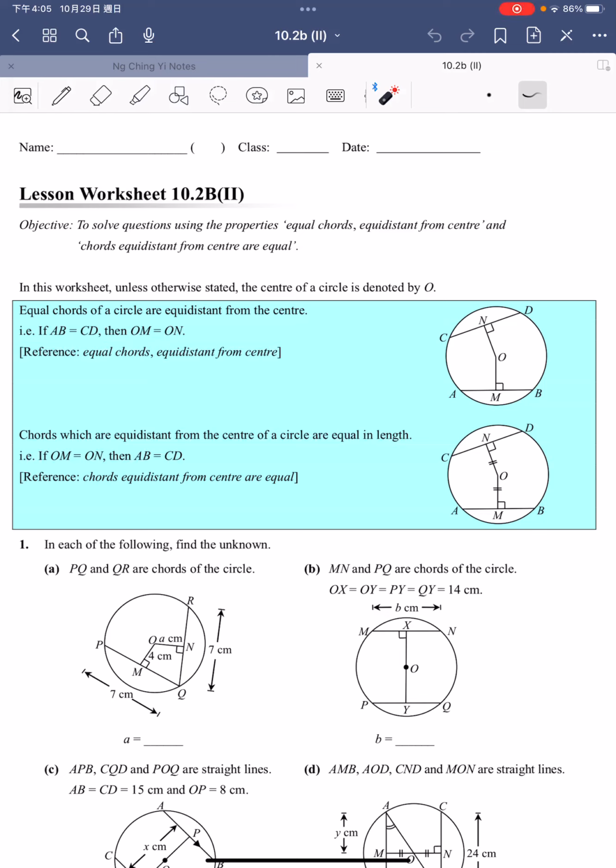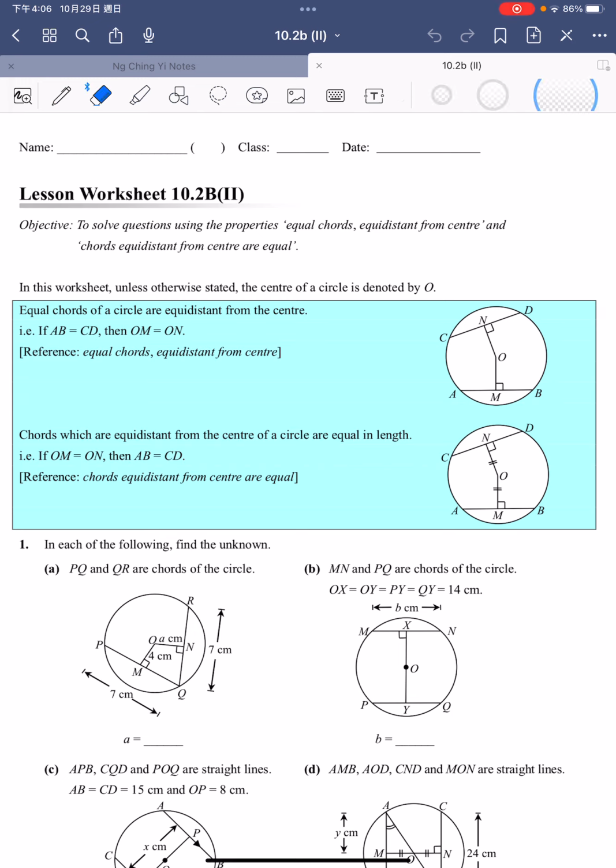Hello guys, in this video we're going to talk about worksheet 10.2b level 2. It's actually two theorems: equal chords are equidistant from the center, and the second one, chords equidistant from the center are equal. So what does that mean? The first one, equal chords.